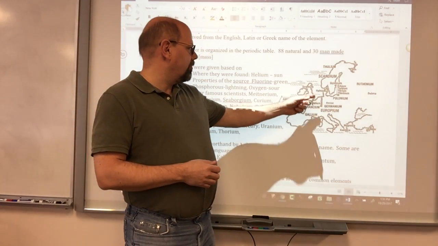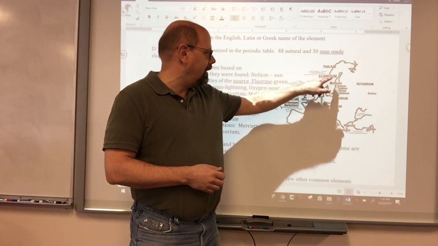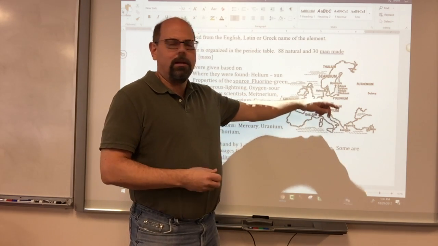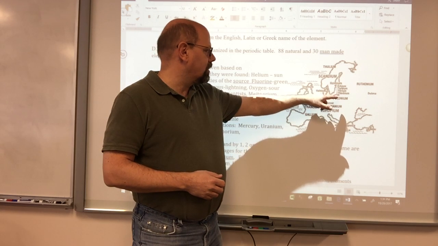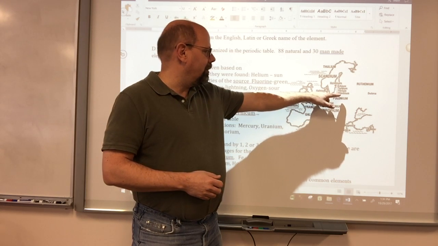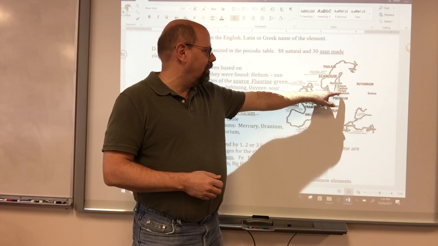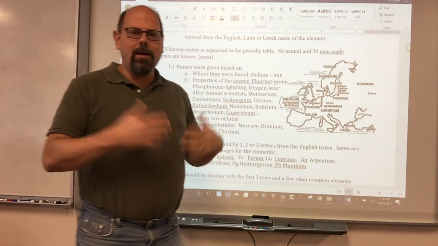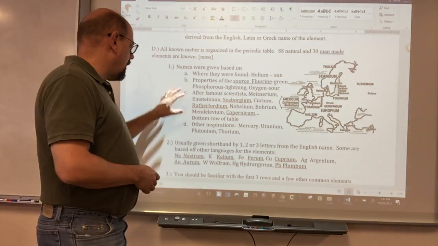Others were just named because they were found at a certain place. This is a mine here in Sweden that has been rich in rare elements, so that the city was called Ytterby. So they named it Ytterbium, and then when they found another one, they couldn't call it Ytterbium, so they named it Yttrium, and then they named it Terbium, and then Erbium, because they kept finding new elements. So the elements have certain names.